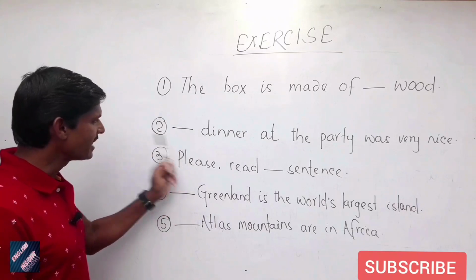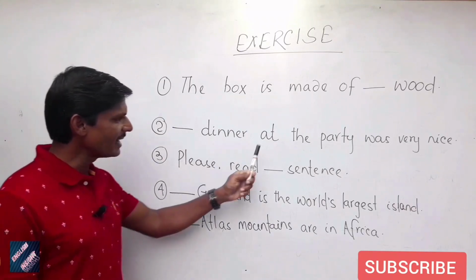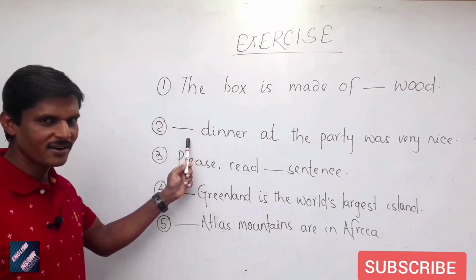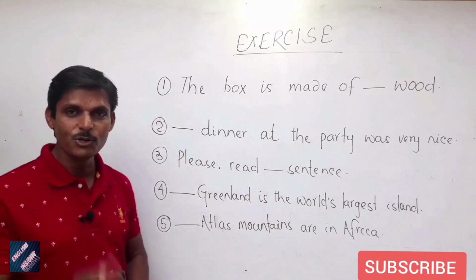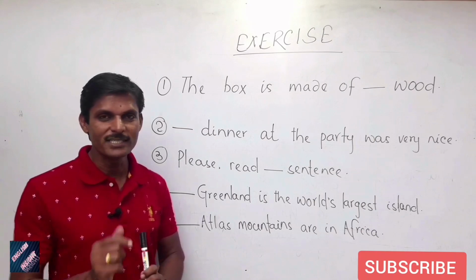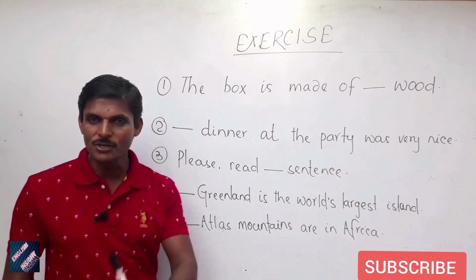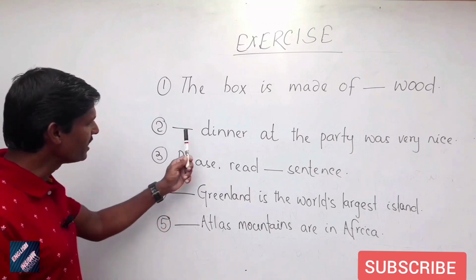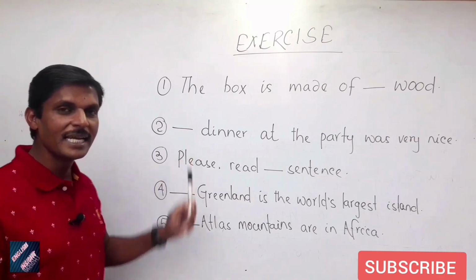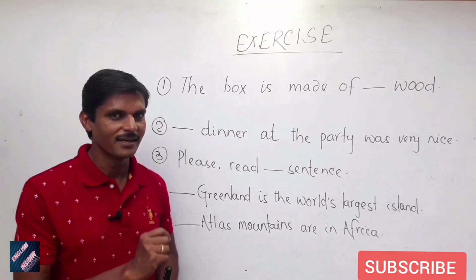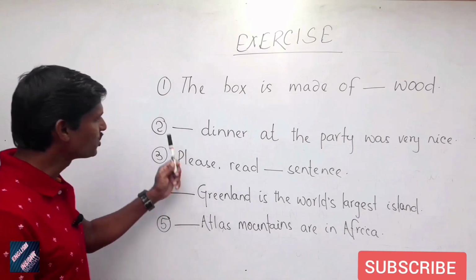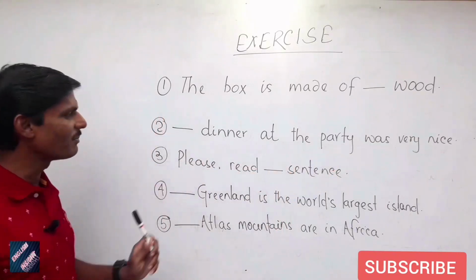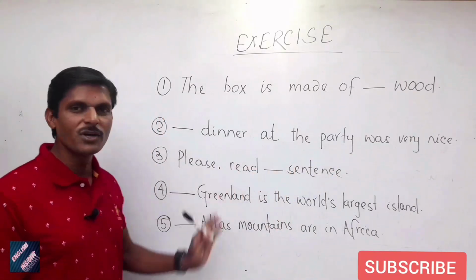Now, we'll come to sentence number 2. Dash dinner at the party was very nice. Should we use the here? Or we should not use the here? You think? Which one is the correct answer? Should we use the or not? Okay. The correct answer is, we should use the here because it refers to a particular meal. So, the dinner at the party was very nice. As it refers to a particular meal, so we should use the here.